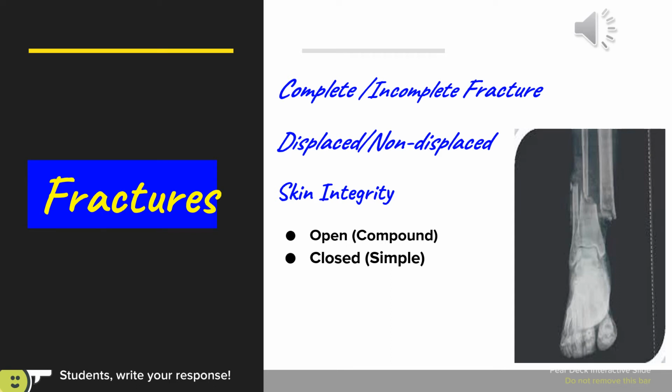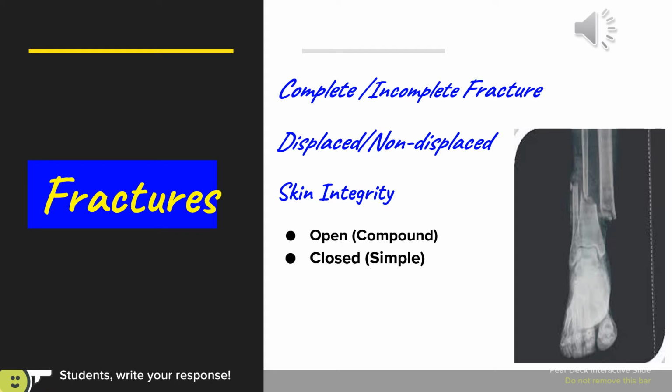Our next subject is fractures, and fractures can be classified by type and cause. In terms of complete and incomplete, complete fractures are broken all the way through the bone, and the bone is split into two distinct parts, whereas an incomplete fracture only has a partly broken bone. Displaced fractures occur when the bone is thrown completely out of alignment, whereas non-displaced fractures remain in alignment.